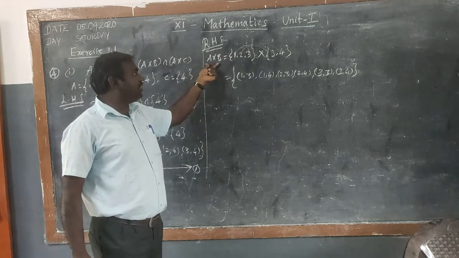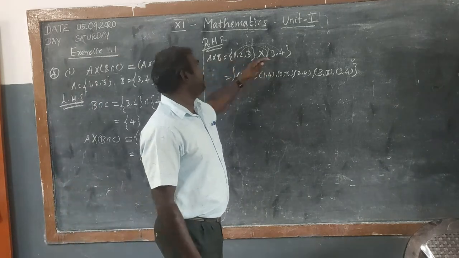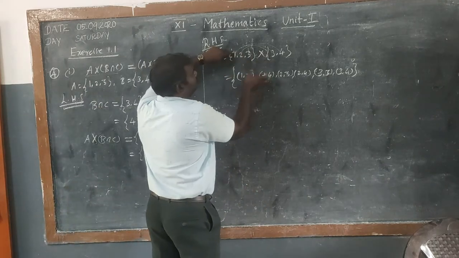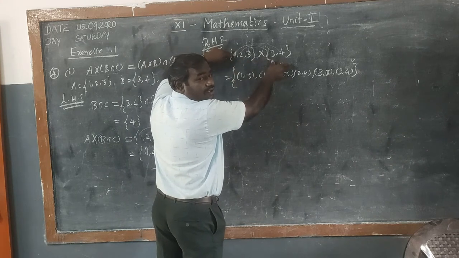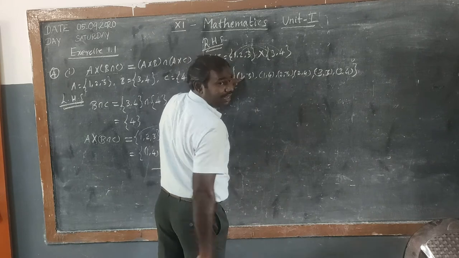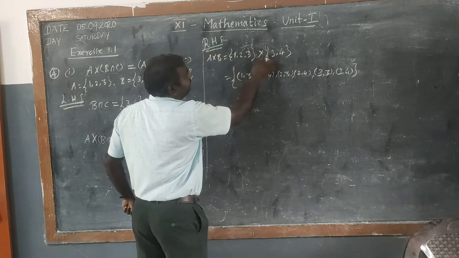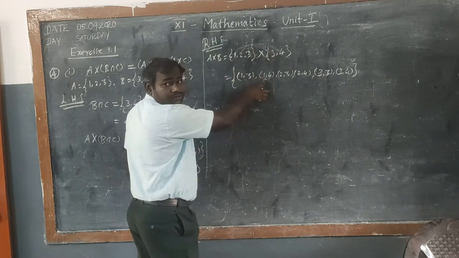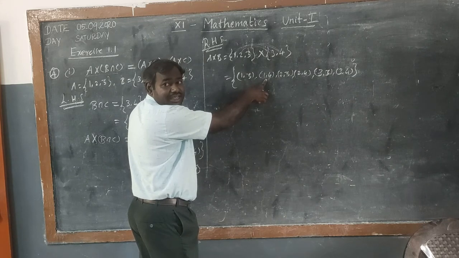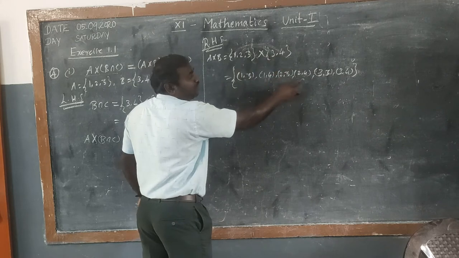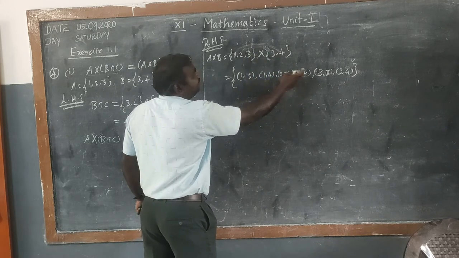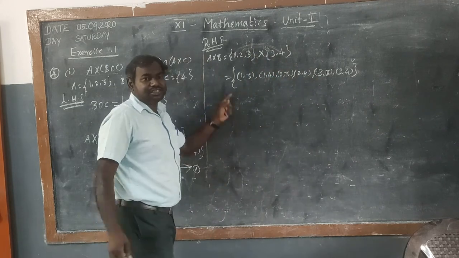A product B, okay, what is it? A product set B. In A there are 3 elements, in B 2 elements, so 3 into 2, 6 terms. So 1 comma 3, 1 comma 4, 2 comma 3, 2 comma 4, 3 comma 3, 3 comma 4.